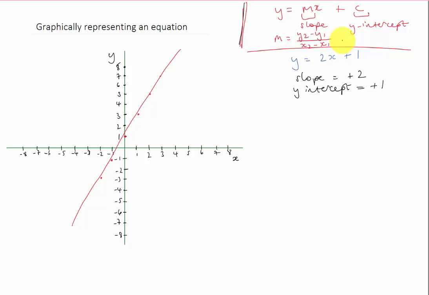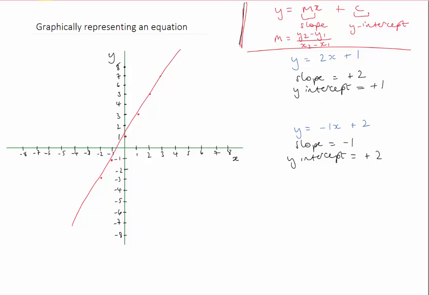Alright, so now I'm going to add another graph onto our system. Another line. So we've got a second equation. So here we've got y equals minus 1x plus 2. This is just another example that I've made. So in this case, the slope is minus 1. So that means for every x I go to the right, we go down 1 on the y-axis, and the y-intercept is equal to this c value, plus 2.